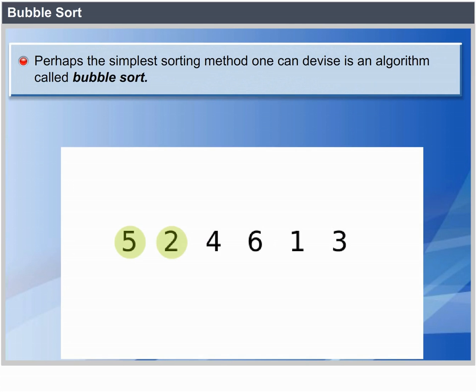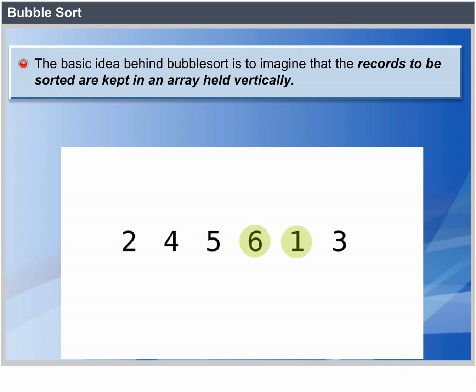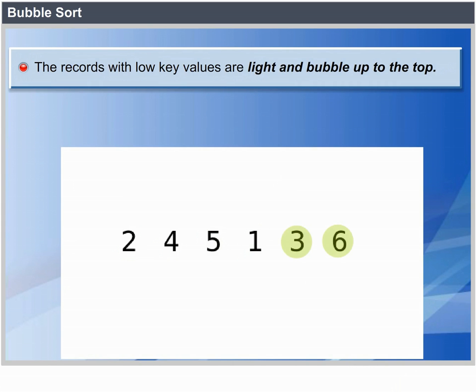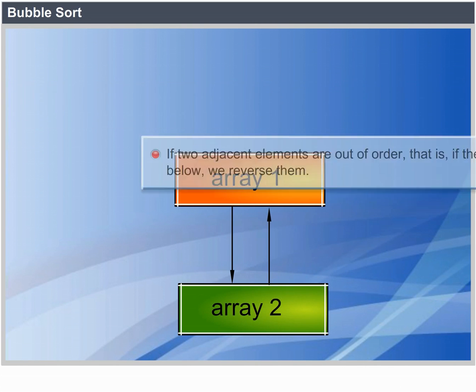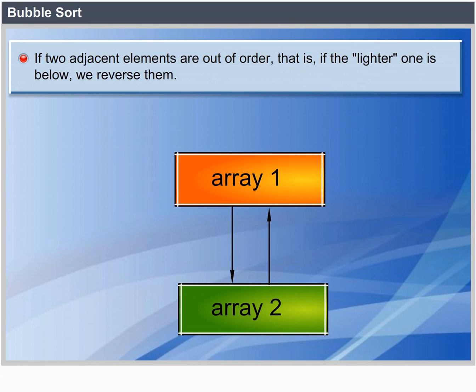Bubble sort. Perhaps the simplest sorting method one can devise is an algorithm called bubble sort. The basic idea behind bubble sort is to imagine that the records to be sorted are kept in an array held vertically. The records with low key values are light and bubble up to the top. We make repeated passes over the array from bottom to top. If two adjacent elements are out of order, that is, if the lighter one is below, we reverse them.